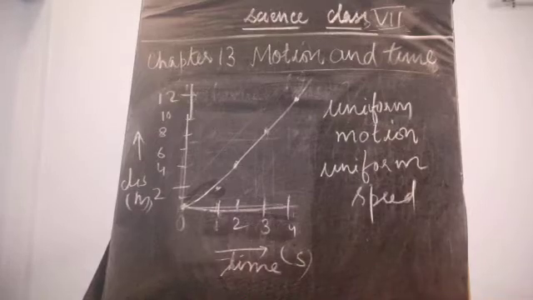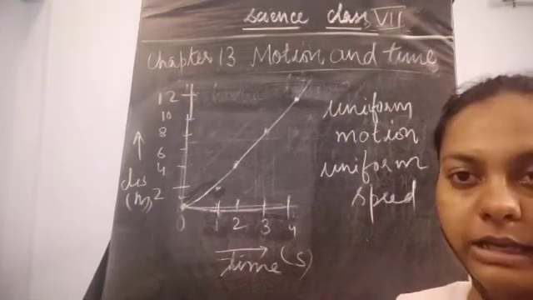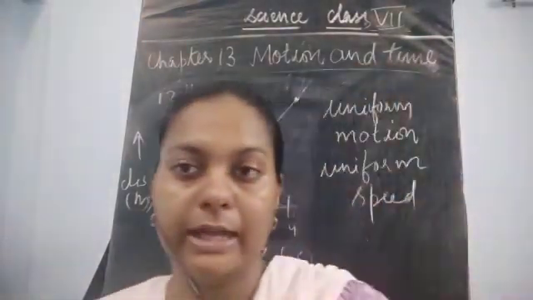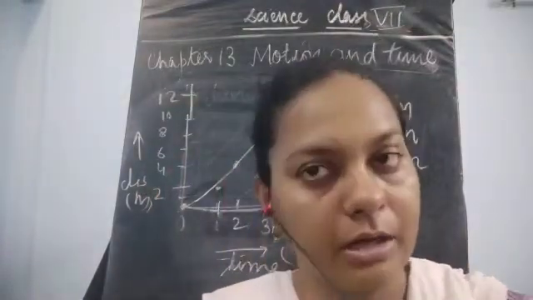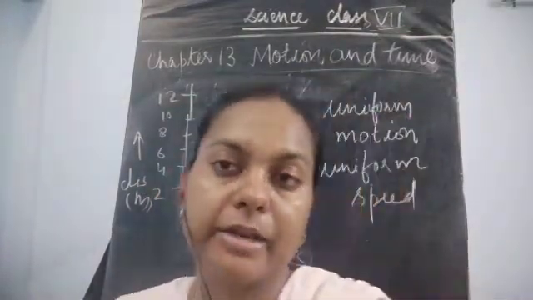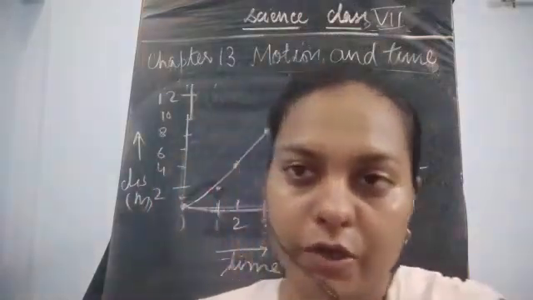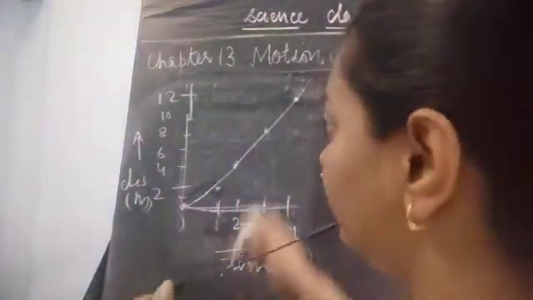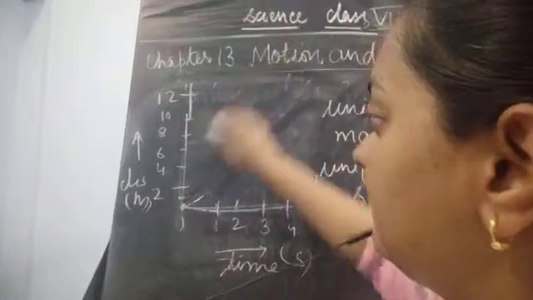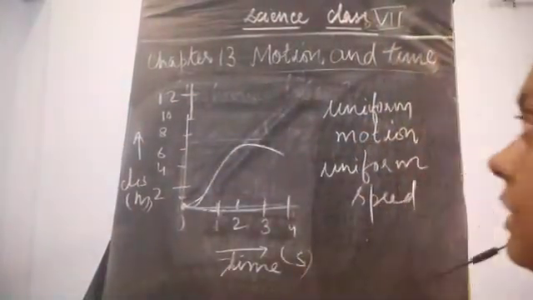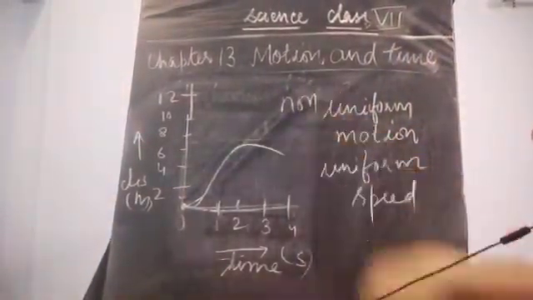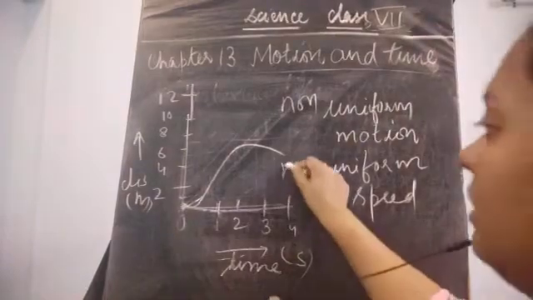Now if you need to calculate the distance which is unequal, or it could be unequal interval of time, then it could be formed in a curved way. And if it is in a curved manner, it means that it is the non-uniform motion. And if it is non-uniform motion, we will easily see that it is forming a curve. So it becomes non-uniform motion, and it becomes non-uniform speed.